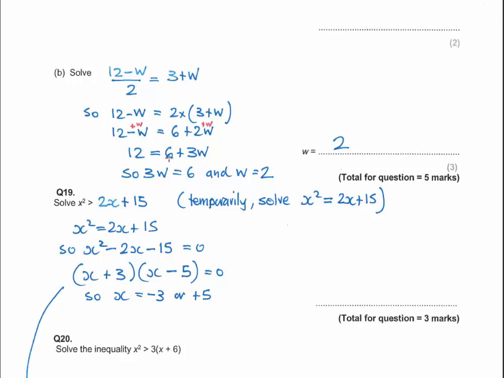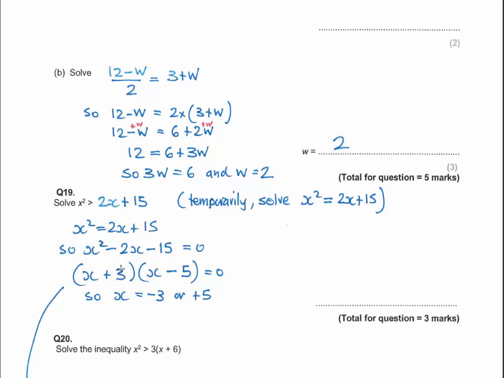That leaves me with 12 equals 6 plus 3w. 2w plus w. Now I've got letters just on one side of the equation. So now I need to get rid of this 6. Taking 6 from both sides gives me 3w equals 6. And so w is 2.